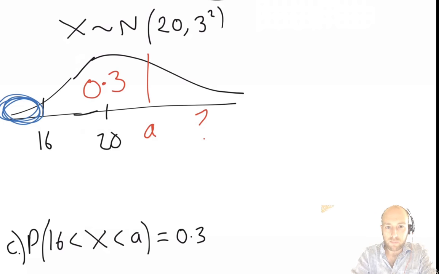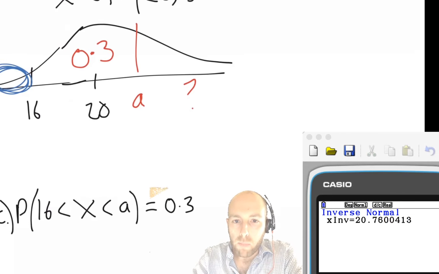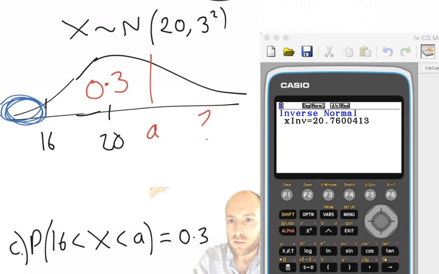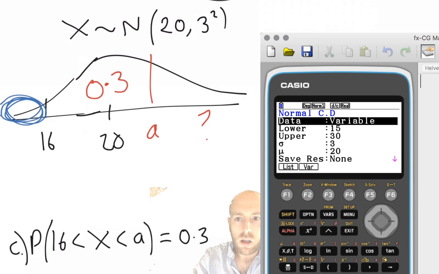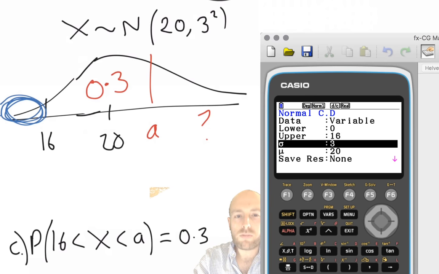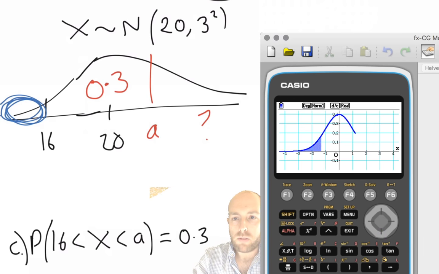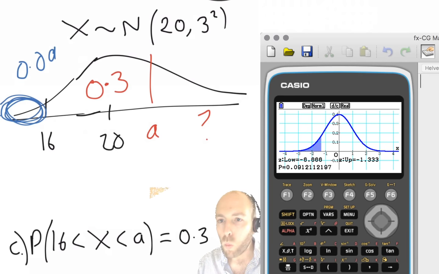So let's bring back the calculator. Come on, calculator. There you go. Cool. Gotta stop moving things around. Okay, so we're going to do a normal distribution without the inverse. Lower is going to be 0. Upper is going to be 16. Sigma is 3. Mu is 20. Draw it. There we go. So that's the area there, which is 0.091. Let's draw that in blue. 0.09112.